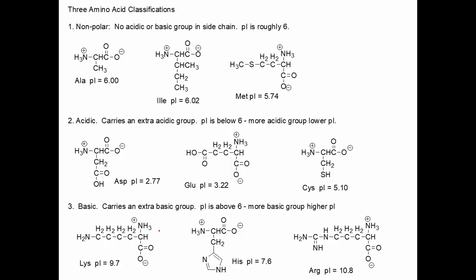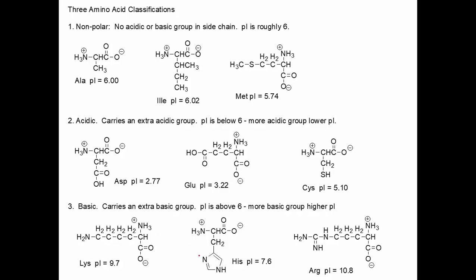Okay, we have acidic amino acids. These carry an extra acidic group. Aspartic acid is the lowest pI of the 20. Glutamic is next, and cysteine with the thiol group is about 5.1. Basic amino acids, these are carrying an extra base group. The pI is way above 6. And the more basic the group, the higher the pI. Okay, so lysine's 9.7, histidine is 7.6, and this is 10.5.